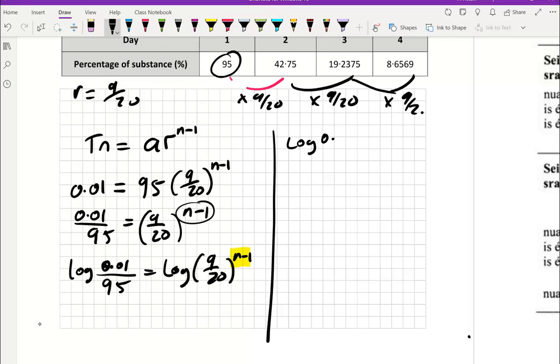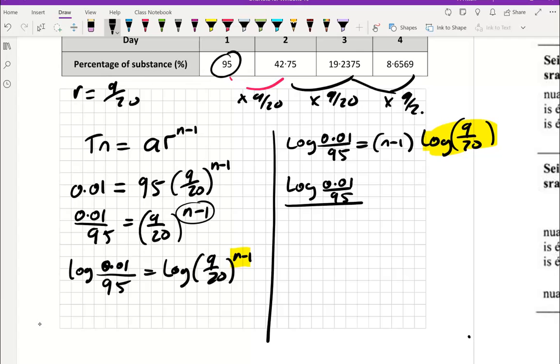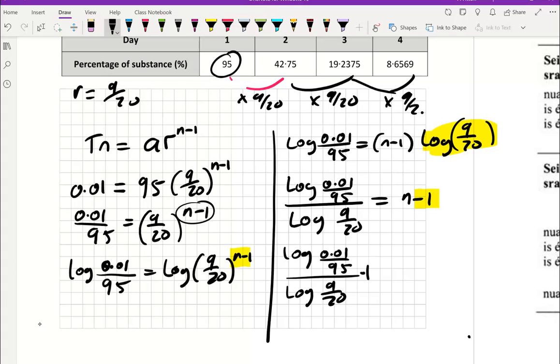So the log of 0.01 over 95 is equal to n minus 1 multiplied by the log of 9 over 20. 9 over 20 is multiplying that bracket, so when it comes over it divides. So the log of 0.01 over 95 divided by the log of 9 over 20 is equal to n minus 1. And I just want n on its own, so I'm going to take my minus 1 over, and it'll become plus 1. So I have the log of 0.01 over 95 divided by the log of 9 over 20, and the minus 1 comes over to become my plus 1.